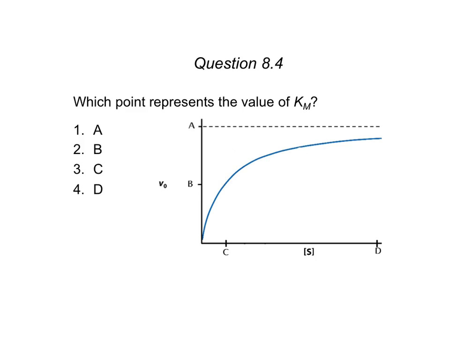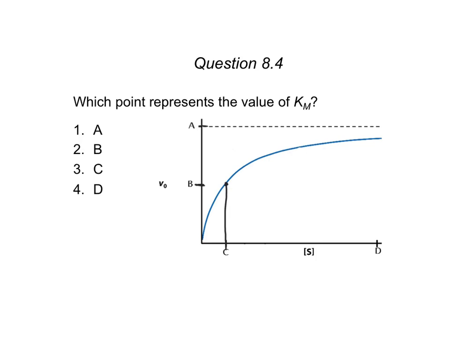Okay, so again, get your answers in if you haven't yet. All right, so Km, what is Km operationally defined as? Substrate concentration at half maximal velocity. If A was Vmax, then B is a good estimate of 1/2 Vmax. And so then what refers to Km? C, right? So the substrate concentration at half maximal velocity, the correct answer was C.